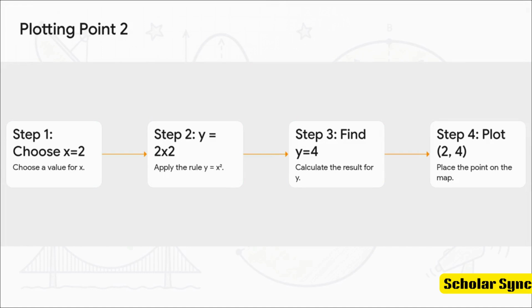Okay, next point. Let's pick 2 for x this time. Following our rule, we just do 2 times 2, which gives us 4. So now our y is 4. Our new address is (2, 4). So we go 2 steps to the right, and this time we go 4 steps up. Whoa! See what happened there? That was a way bigger jump upwards this time.